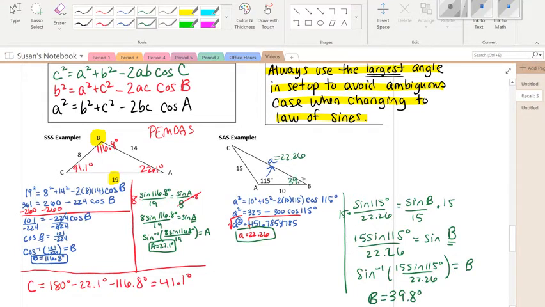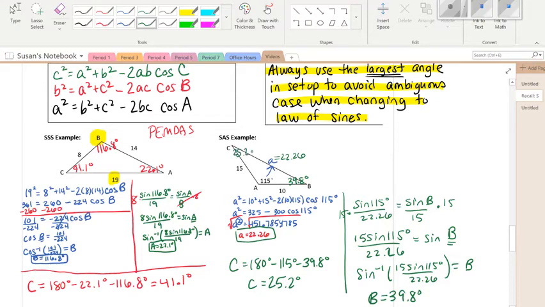39.8 degrees, and that means C should be easy to solve because C is equal to 180 minus 115 minus what we just found, which is 39.8 degrees. So that means that angle C is 25.2 degrees.